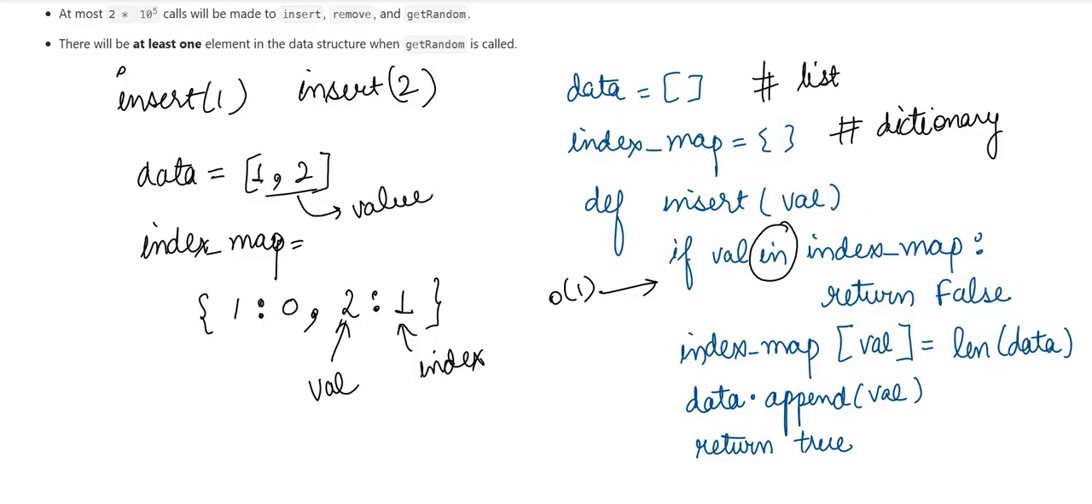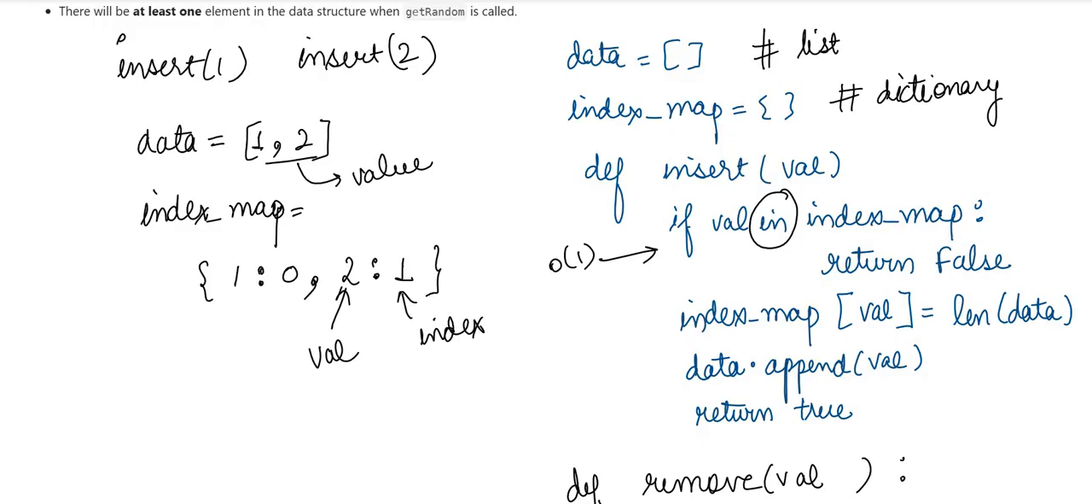Got it? So in the dictionary we are storing index and value. Value is key, index is value only. So this way we are doing insert function. This approach is very helpful for the remove function approach. Just a minute, I will show you that also.